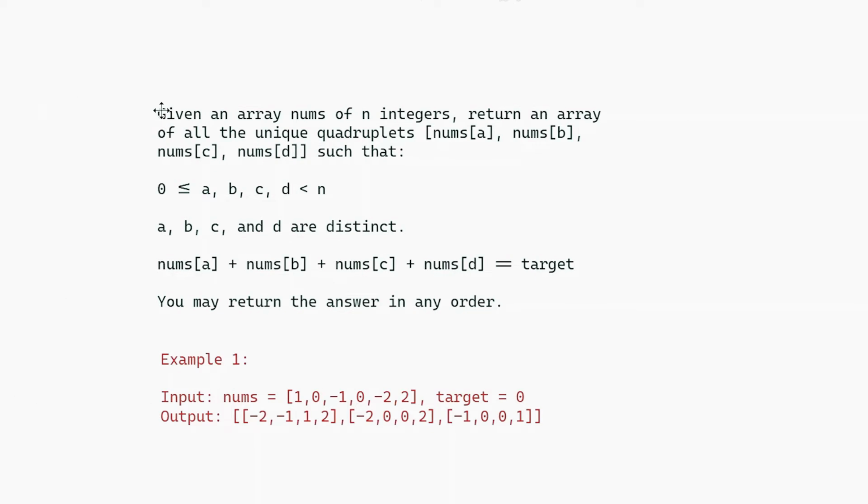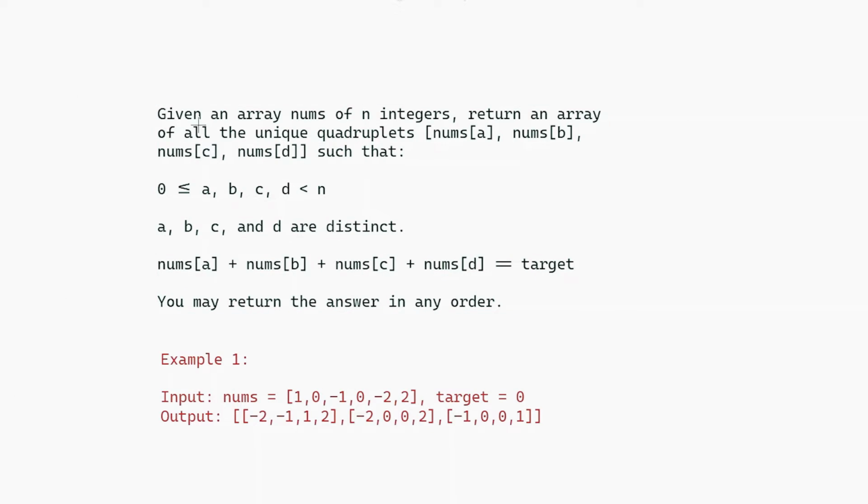Today we are going to discuss a famous, important problem in Java, which is a function. The problem is basically to find the unique quadruples in an array that add up to a specific target number. So let's dive into the problem. Here we have the problem statement.